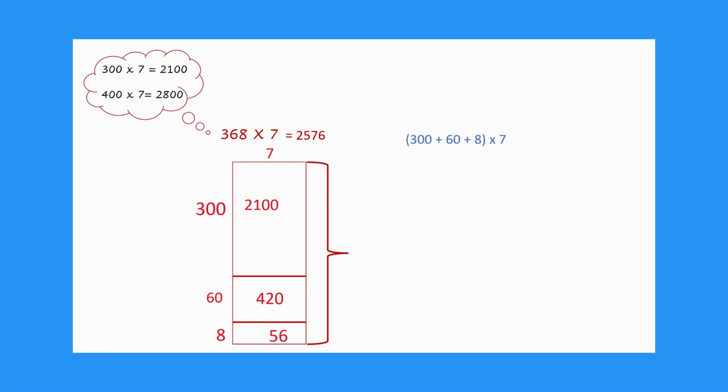368 decomposed into place value. The 7 is distributed to each place. The products are added together. Compare the area model to the partial product strategy.